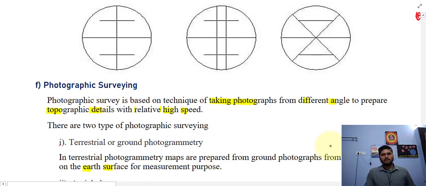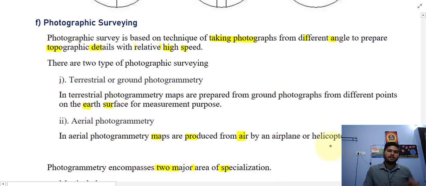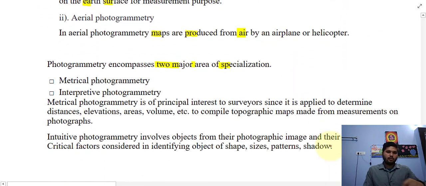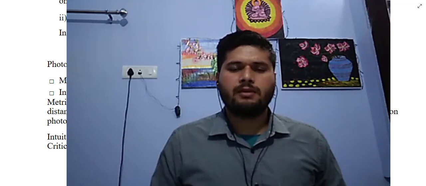Next one is photographic survey, in which we use photographs, and this has again two parts: the first one is taken on the earth surface, the second one is taken above the earth surface. Both these types of survey are known as photographic survey, and we will discuss this again when we go through the unit which is properly based on this portion. So at last, this is all about the type classification of survey.